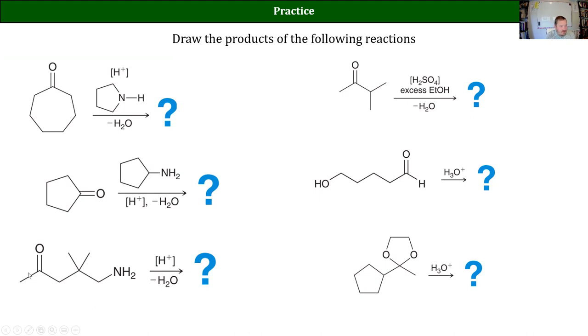And if you do have big bulky groups around your reactive sites, that can actually affect things as well. So if these two methyl groups were closer to the nitrogen, you'd be less likely to form that reaction just because there's just physically more stuff in the way.